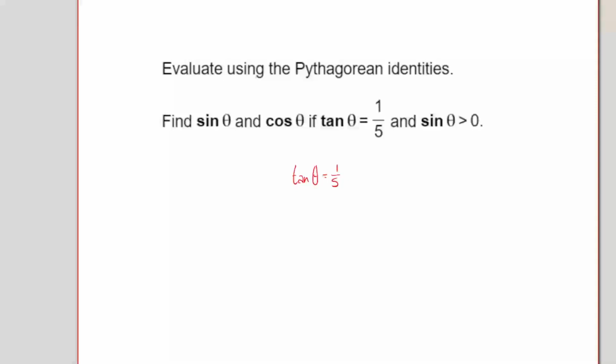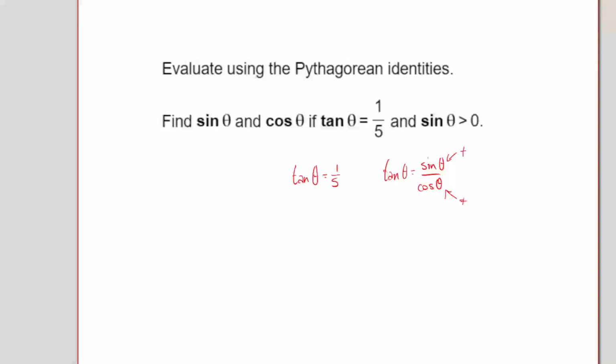Okay. Now we know that sine is positive, and since tangent is equal to sine over cosine, if sine is positive, that means that cosine also has to be positive. Because if cosine was negative, then tangent would be negative, because a positive number divided by a negative number will just be a negative number. But since tangent is positive, that means that cosine must be positive, so that we have a positive number divided by a positive number, and we get a positive tangent.